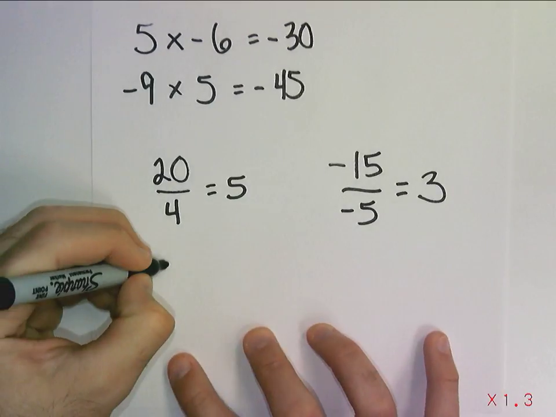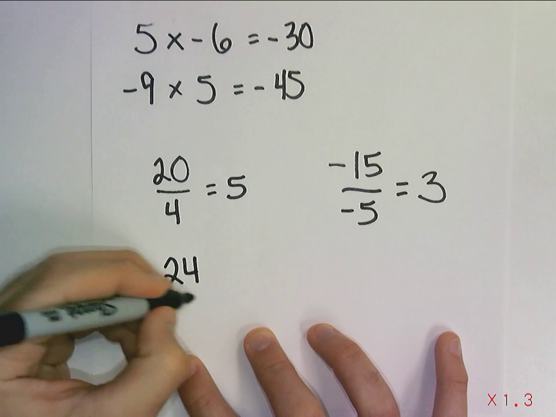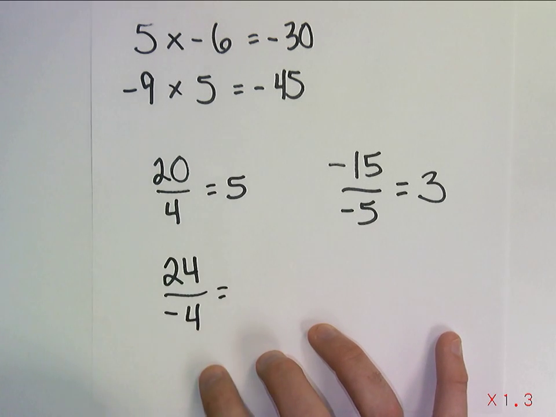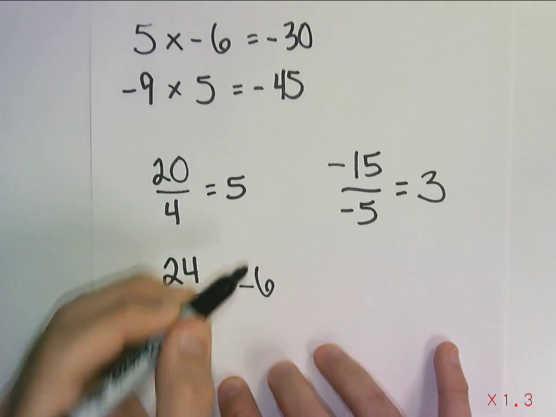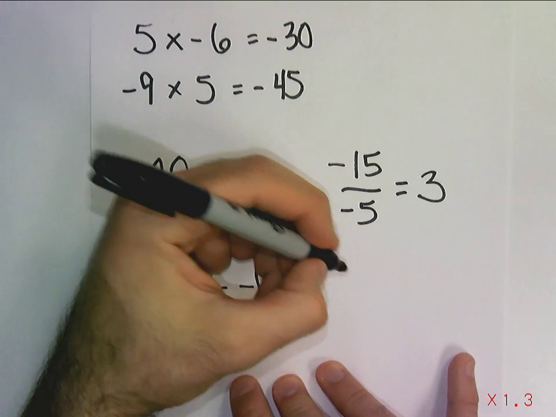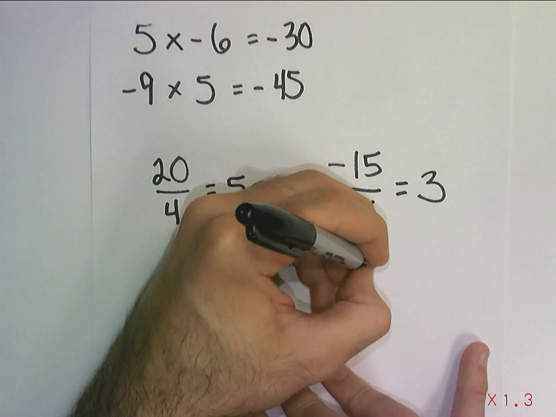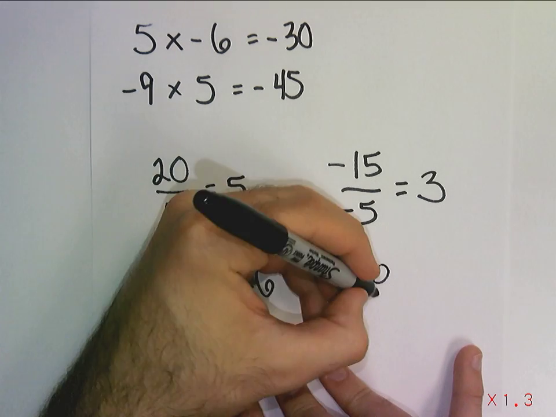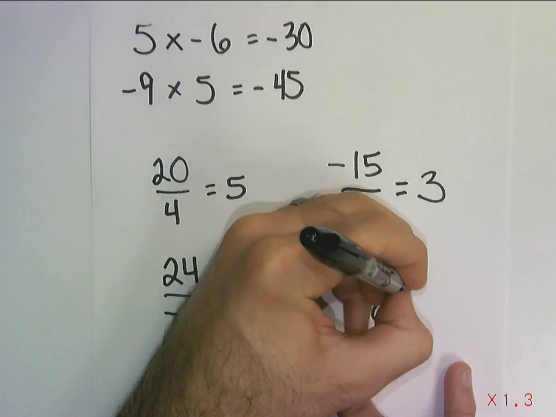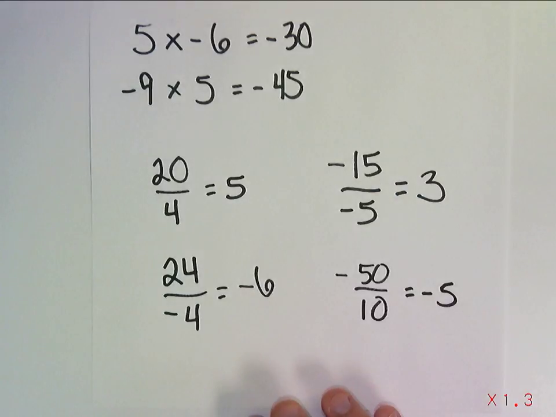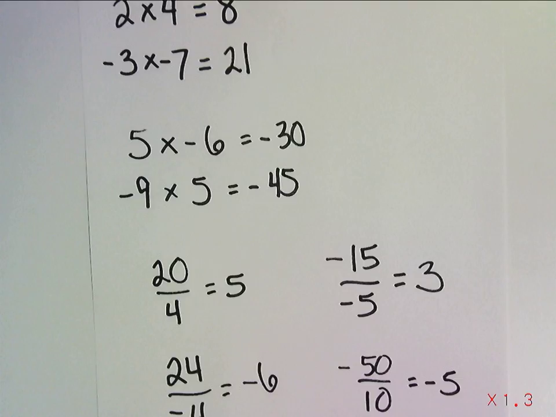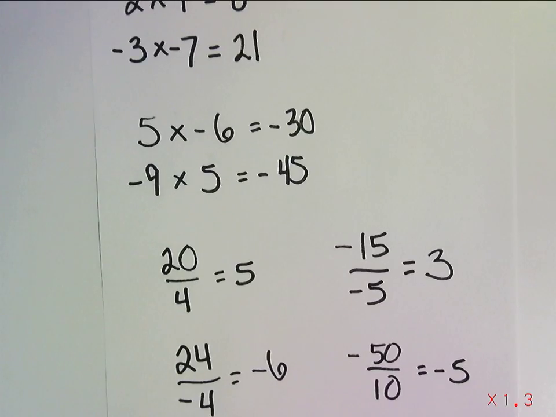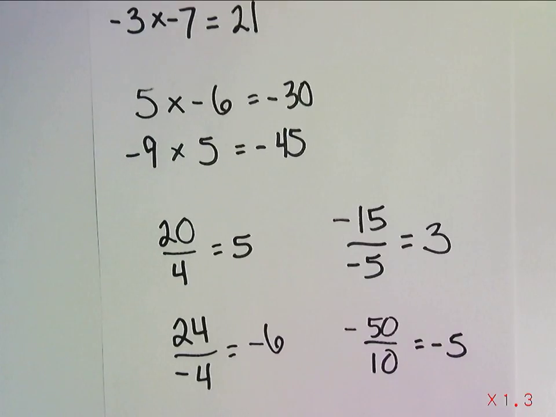And on the flip side of that, 24 divided by negative 4 is a negative 6. When the signs are different, your answer is always negative. And last but not least, negative 50 divided by 10 would give you a negative 5. And that's as simple as integer multiplication and division is. If your signs are the same, your answer is positive. If your signs are different, your answer is negative.